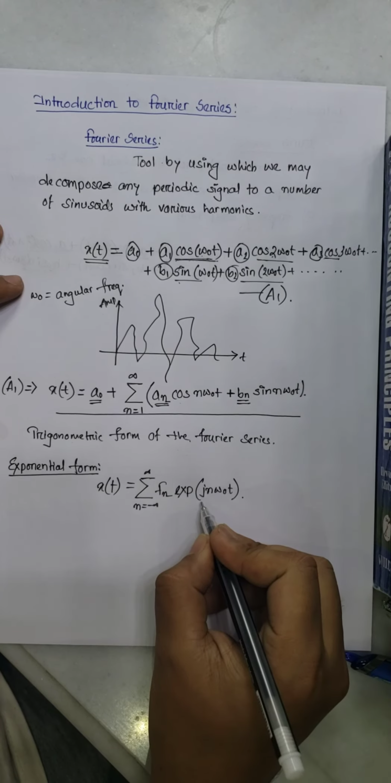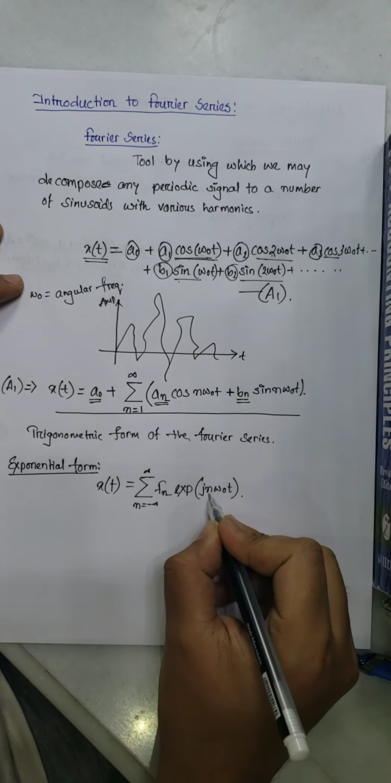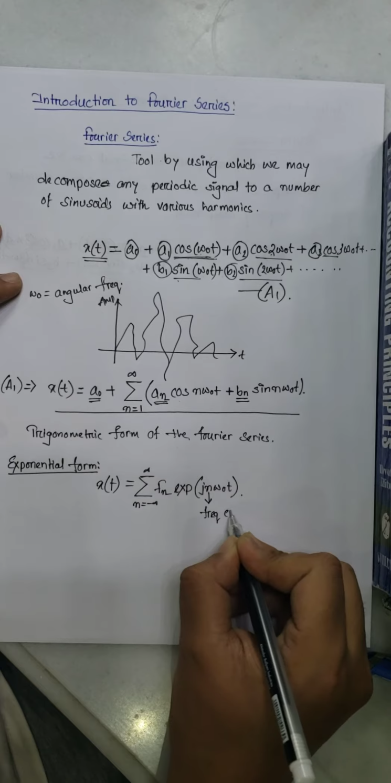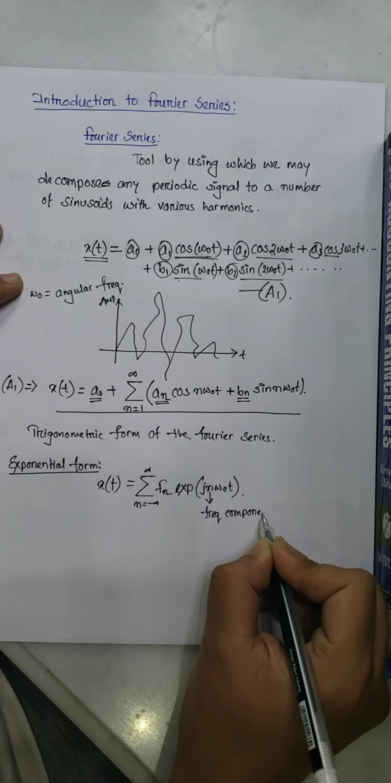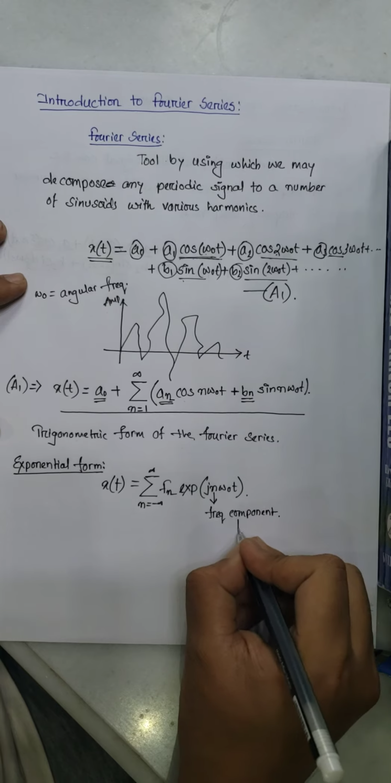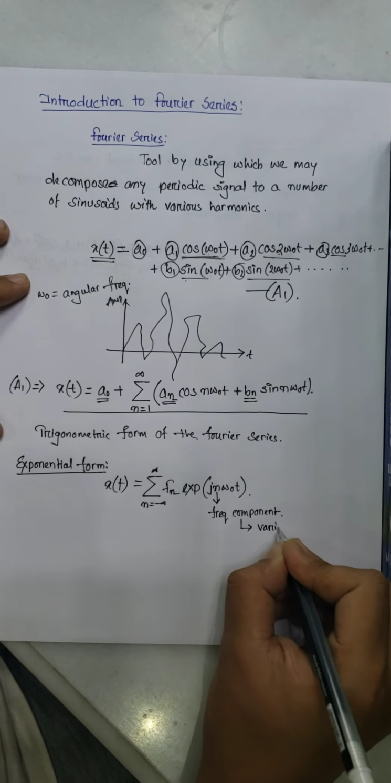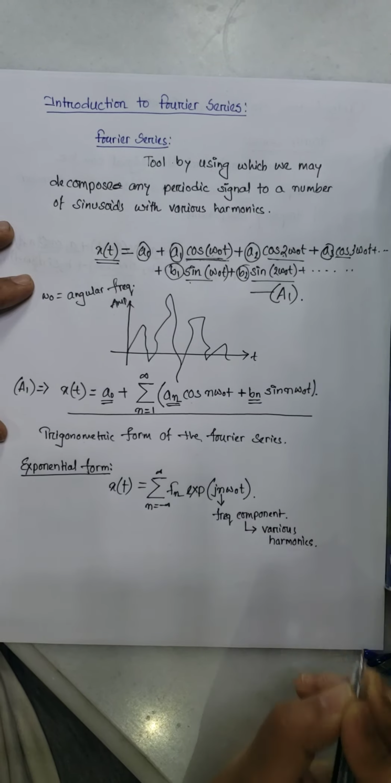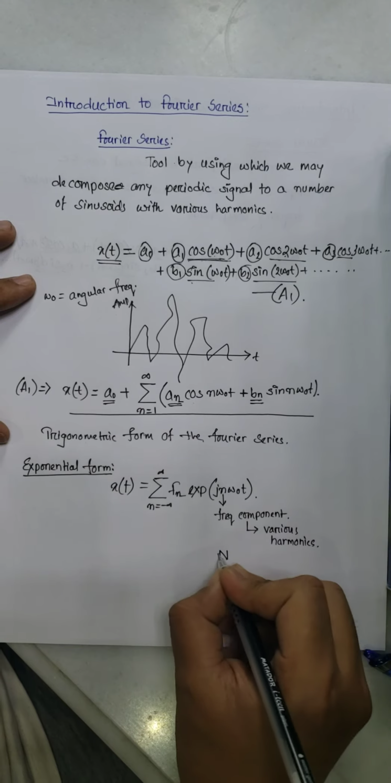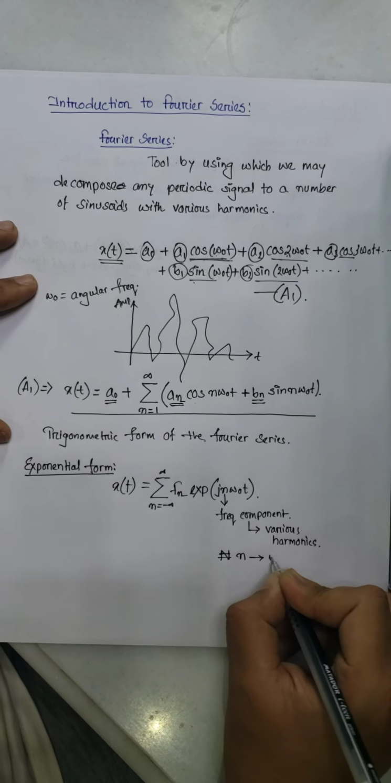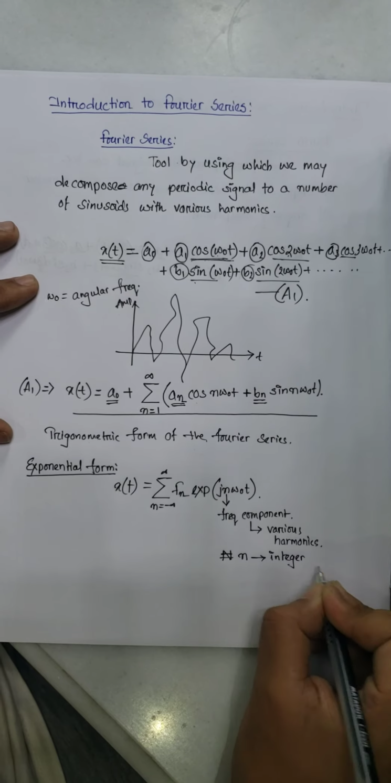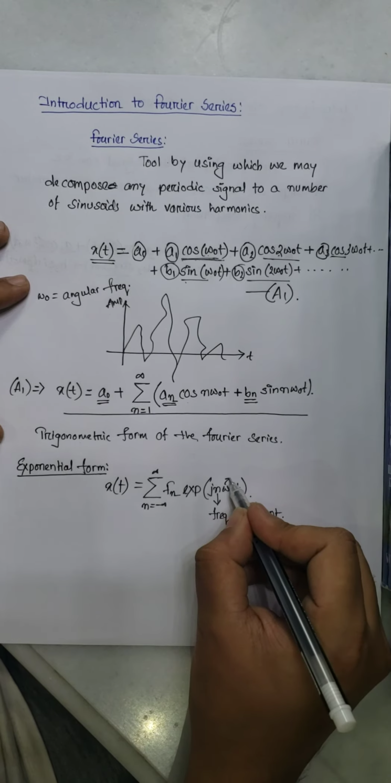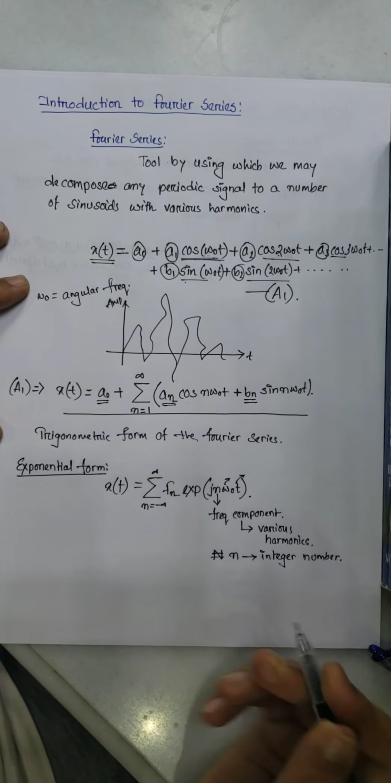Here n is the harmonic or the frequency component, and to determine various harmonics, n must always be an integer number. Omega naught is the angular frequency and t is our time.